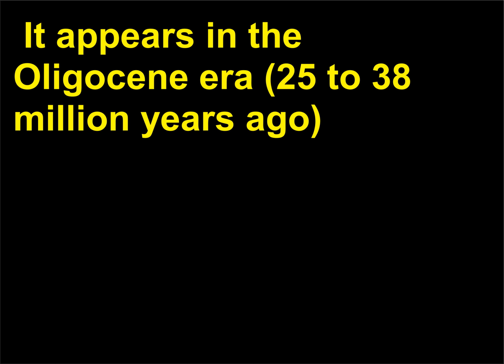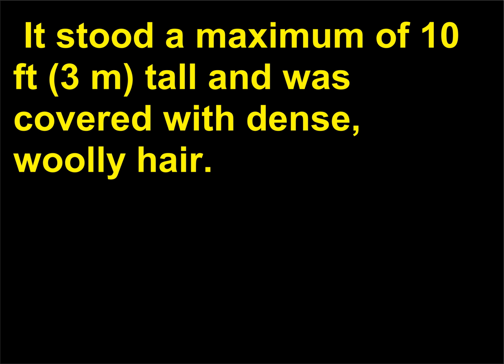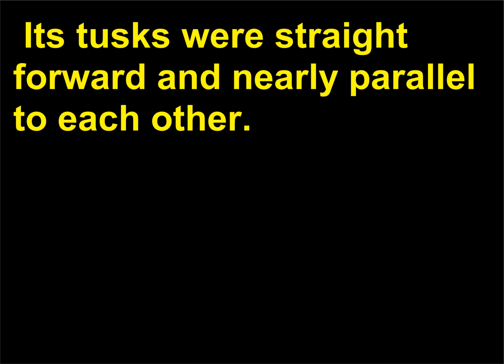It appears in the Oligocene era, 25 to 38 million years ago, and survived until less than 1 million years ago. It stood a maximum of 10 feet, 3 meters tall and was covered with dense, woolly hair. Its tusks were straightforward and nearly parallel to each other.